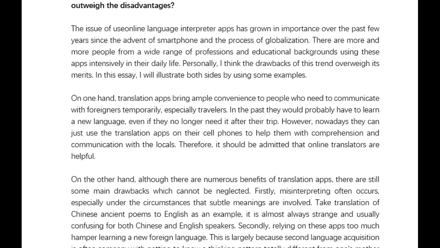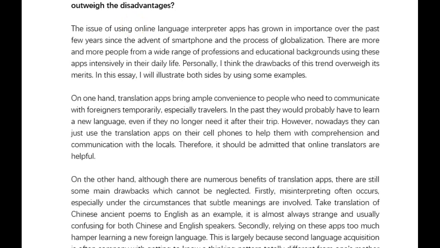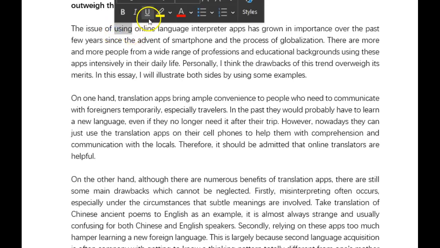The issue of using, yeah, or the issue of how online translation apps are used has grown in importance. Okay, so let's just shuffle that around to make it clear. Since the advent of smartphones with an S and the process of globalization, lovely.